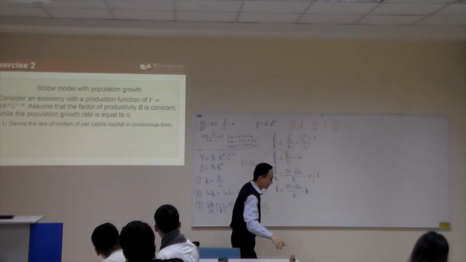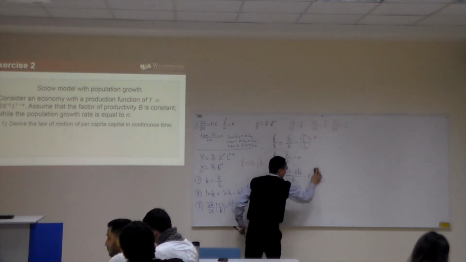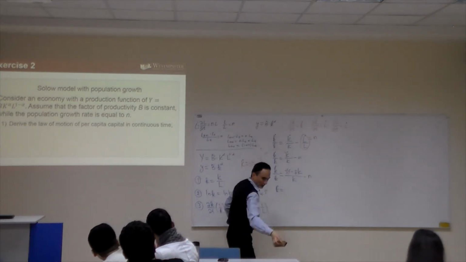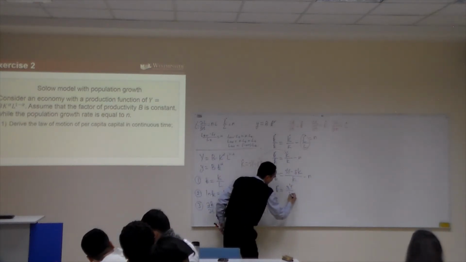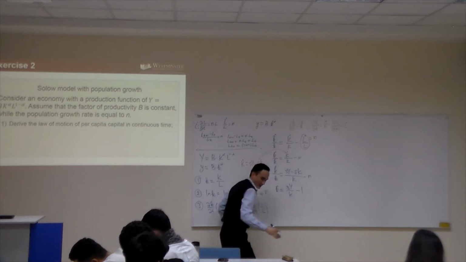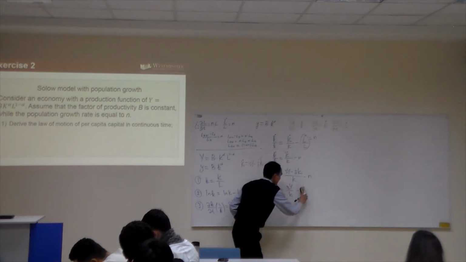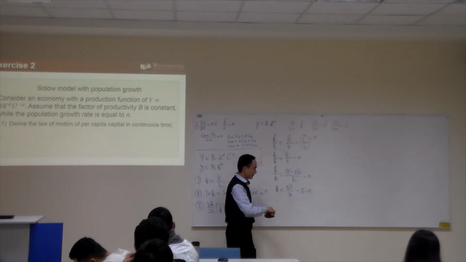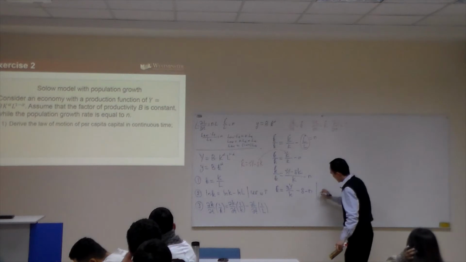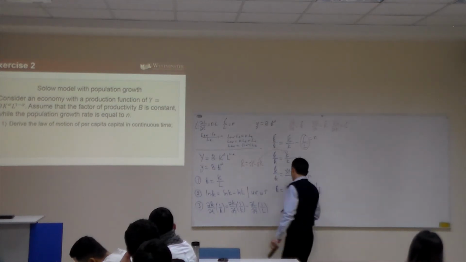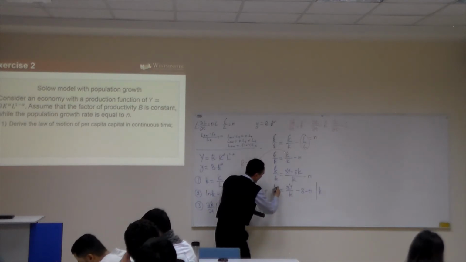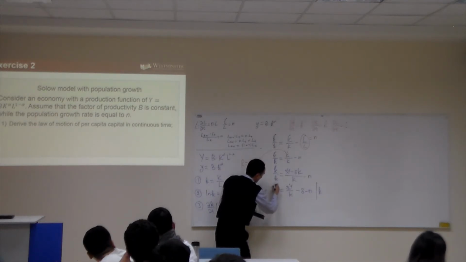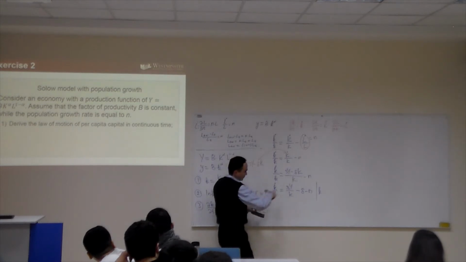Or just a second, let me simplify it first, then multiply, okay? So now if you write it as saving investment over capital minus depreciation, right? Minus depreciation, minus N, right? And now if you multiply both sides by per capita capital, K over N, right? Now we'll multiply.